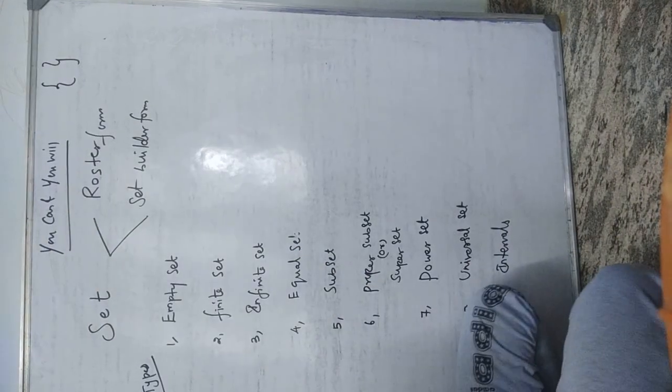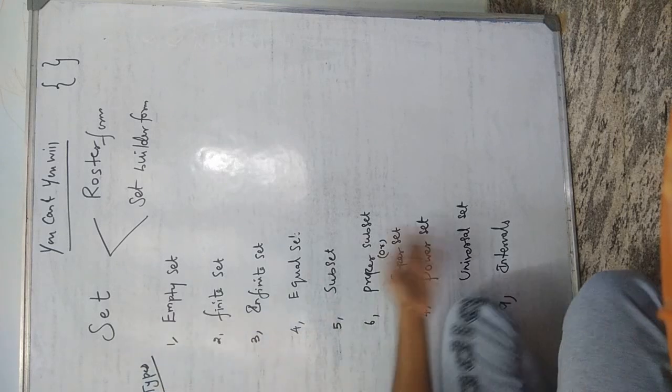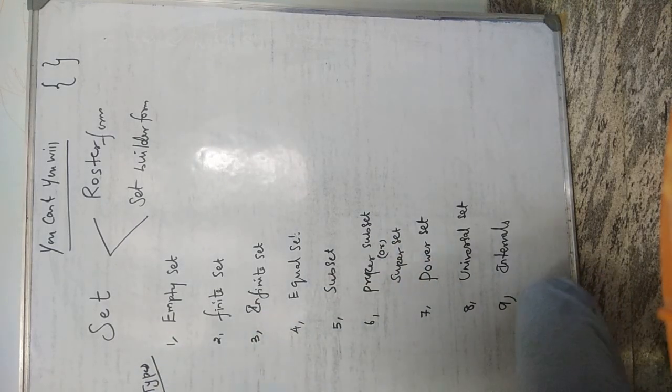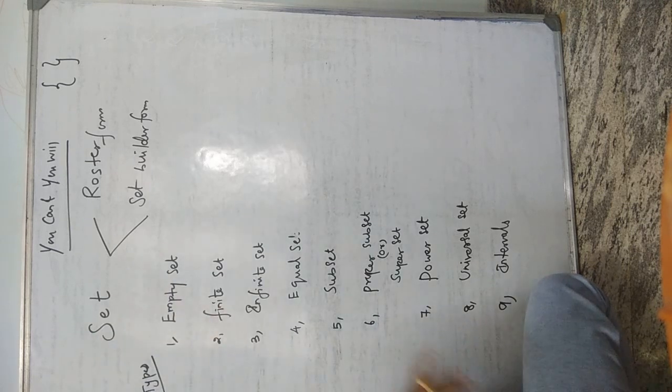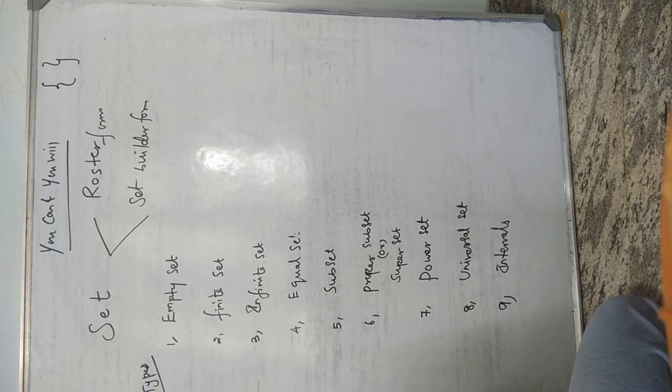So, roster form, set builder form. First I will define everything, all the types of sets, so the entire chapter will be completed. Then I'll give you examples one by one. First, in your textbook, I have the textbook in my hand. So, textbook page number... I'll move on to the types of sets.